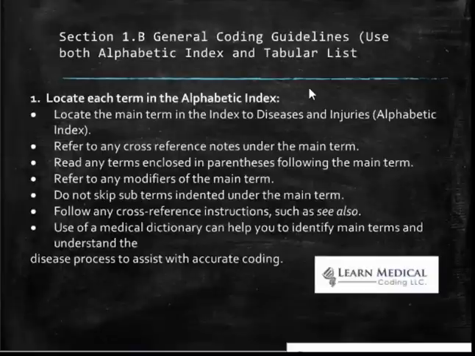You're going to make sure you read all the information that's within those parentheses. You're going to refer to any modifiers, which are non-essential or essential modifiers. You're not going to skip the subterms. You're going to look at every single subterm that's listed under the main term. If you're told to see also, see also. If you're told to see, you need to make sure you see. Make sure you use your cross-reference instructions.